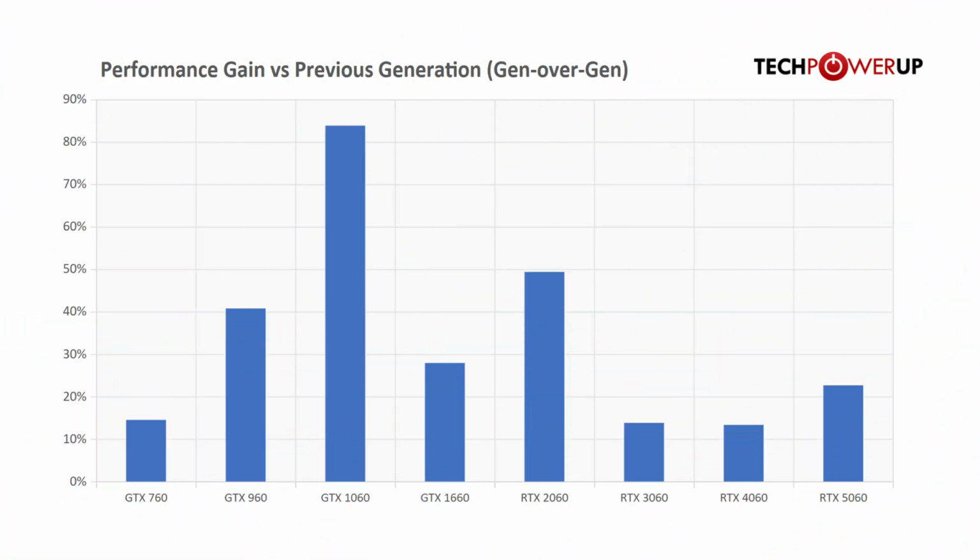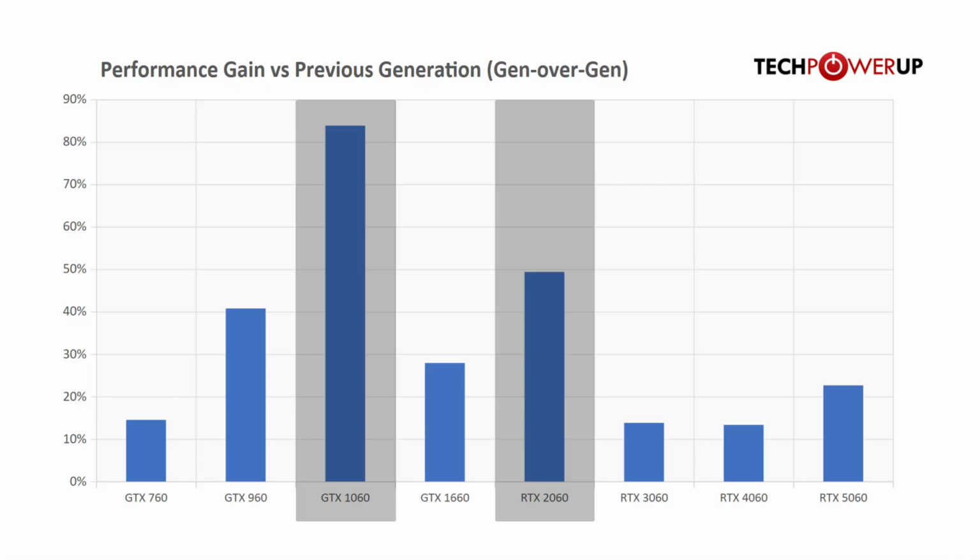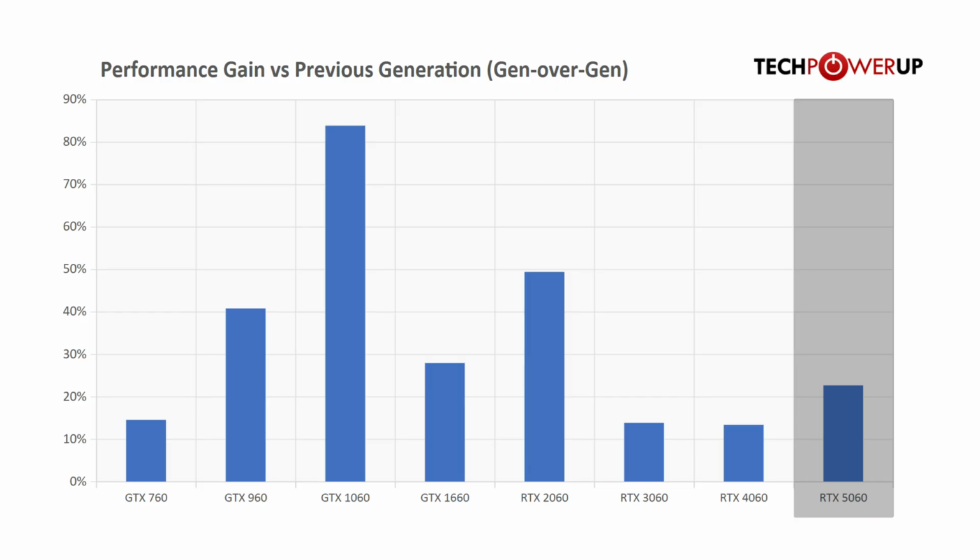That performance, though, did not come evenly, with the GTX 1060 offering monumental gen-over-gen performance, and if you exclude the GTX 1660, the same could be said about the RTX 2060. With the RTX 5060 being the biggest jump gen-over-gen in the last three generations, but modest by comparison.